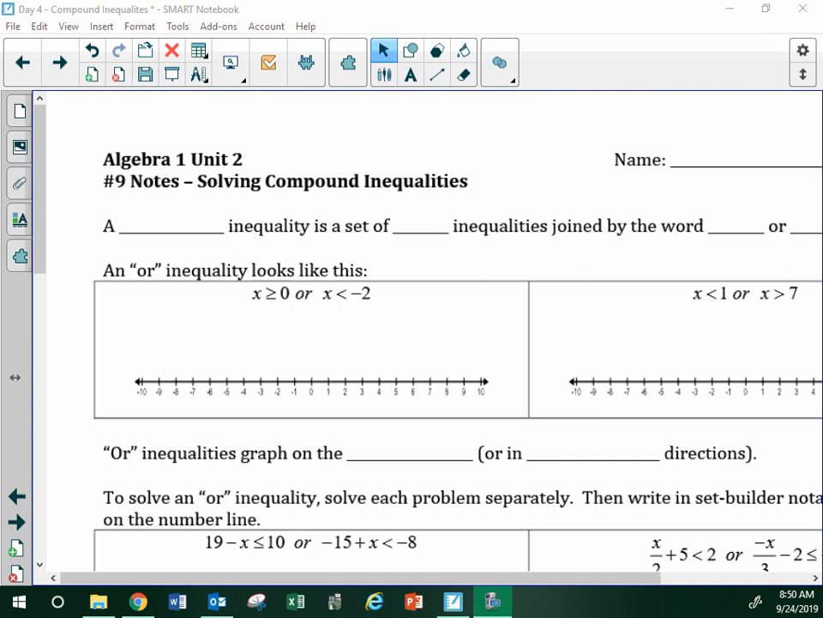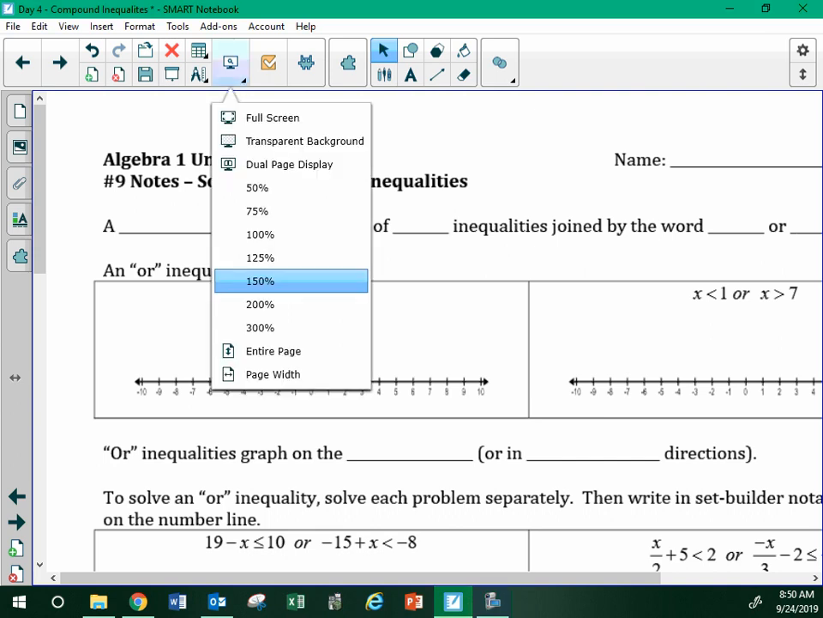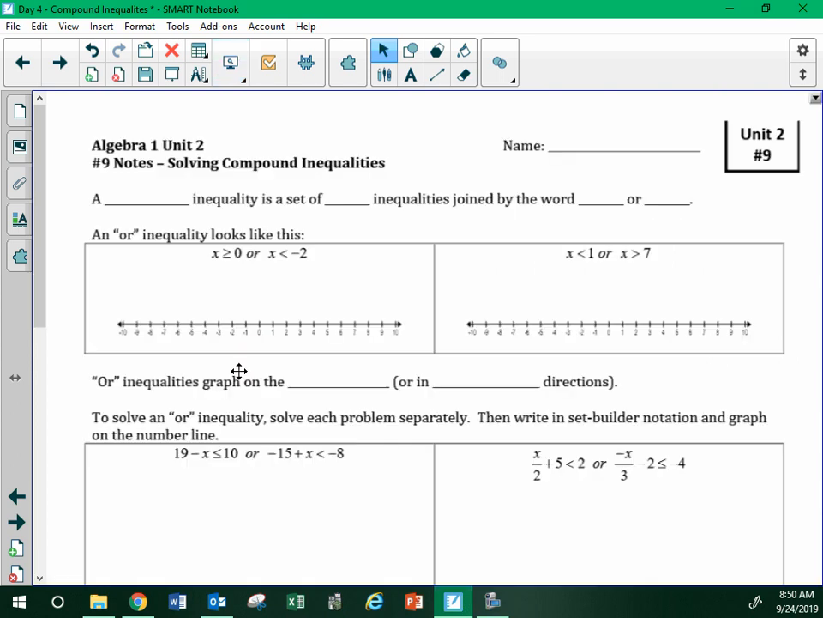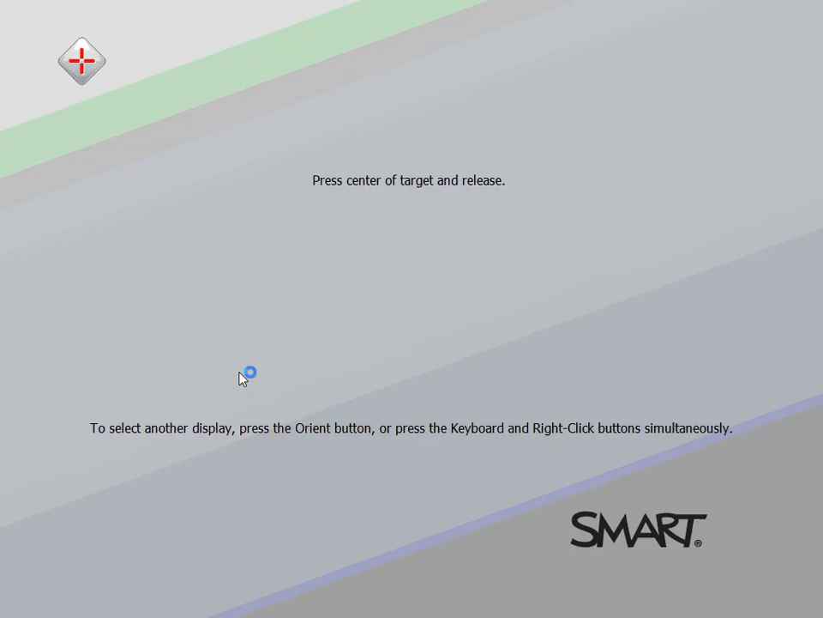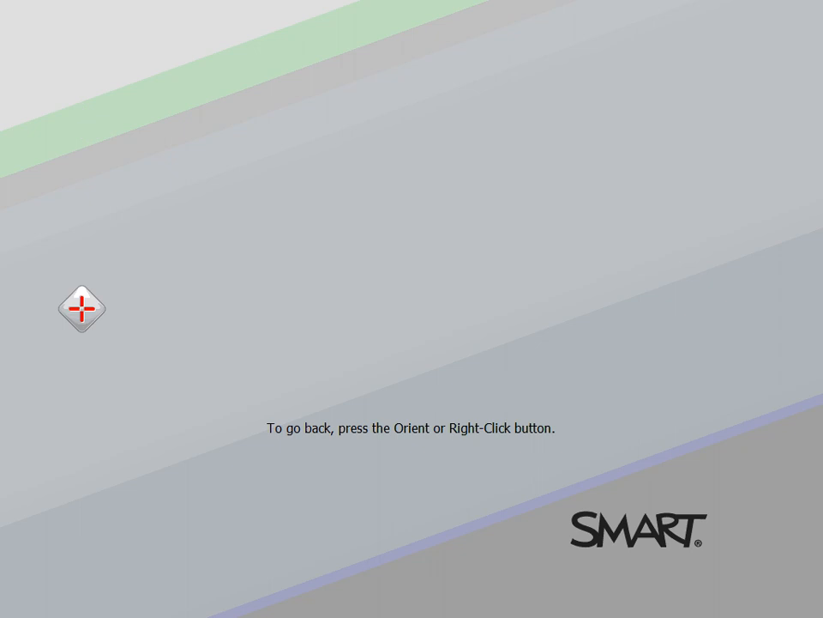Right, so last class we just did more practice with solving equations and inequalities, and today we're going to do even more with inequalities. Okay, so last class we did more practice with equations and inequalities. Today we're doing what are called compound inequalities.